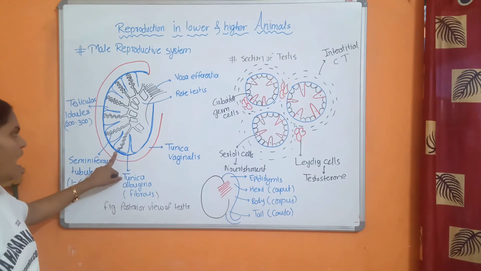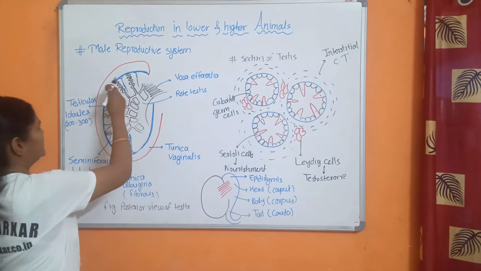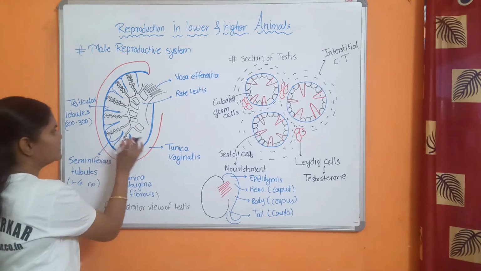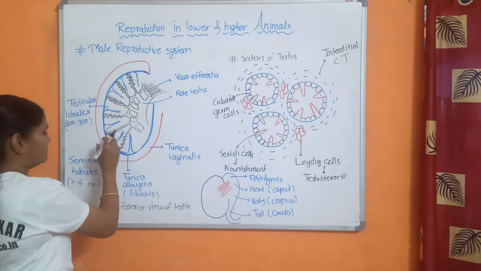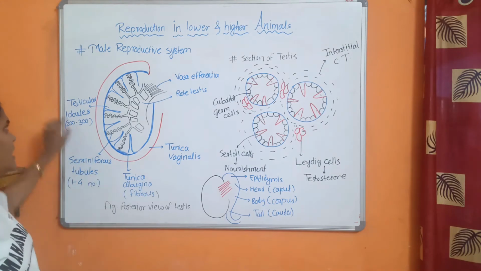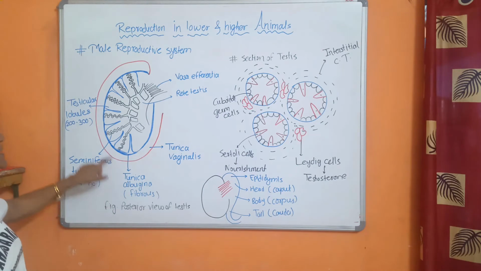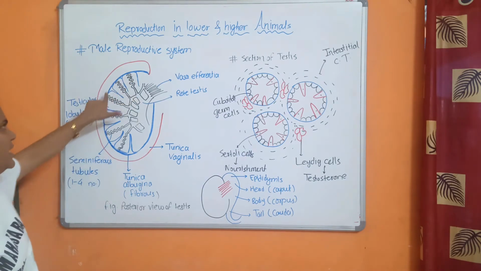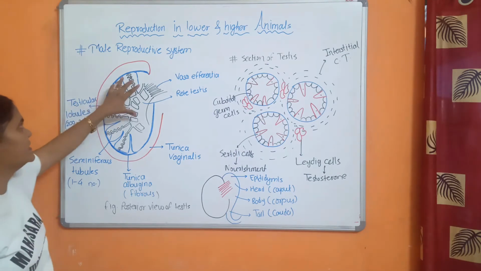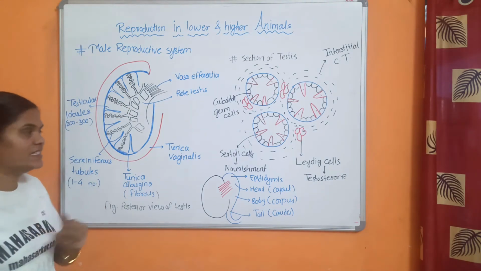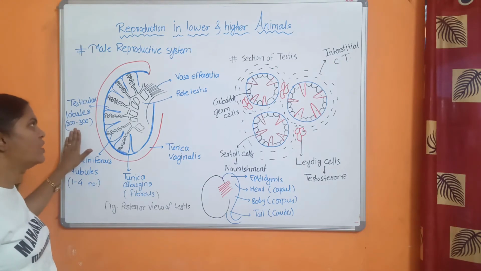This tunica albuginea shows infoldings, and because of these infoldings, the testes form some compartments, which are called testicular lobules. How many are present in one testis? Near about 200 to 300 testicular lobules.